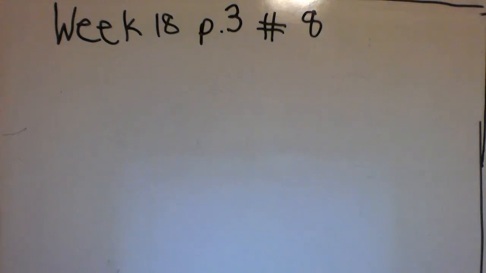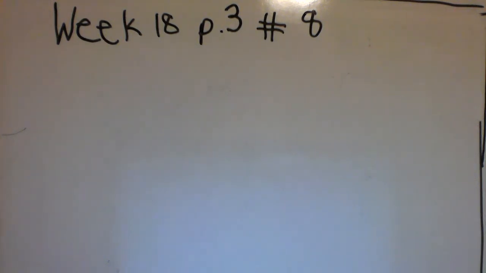This is week 18, homework sheet, page 3, problem number 8. A solution is prepared by dissolving 0.010 grams of gallium trifluoride in 100 milliliters of hot water. Will a precipitate form if the solution is cooled to 25 degrees Celsius? Assume that a negligible change in volume occurs during the operations. The solubility product constant is 1.6 times 10 to the negative 4th.